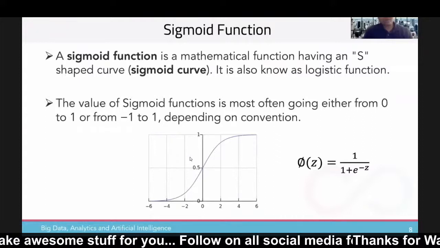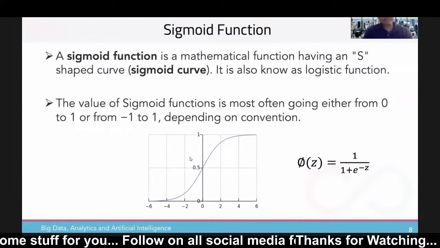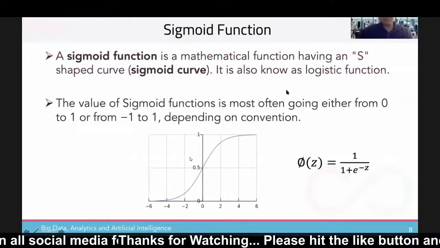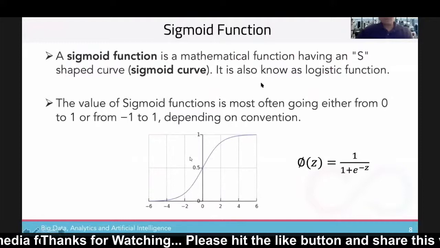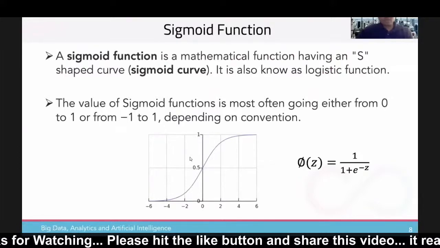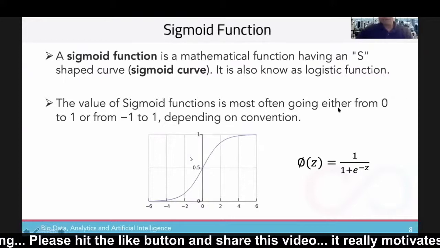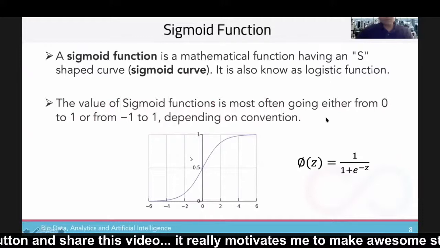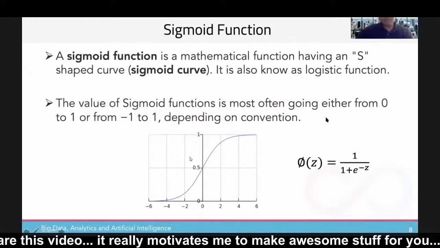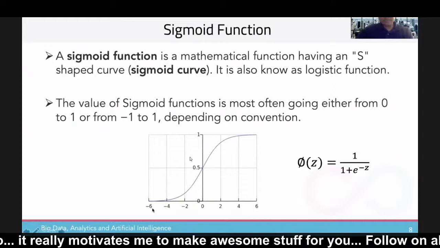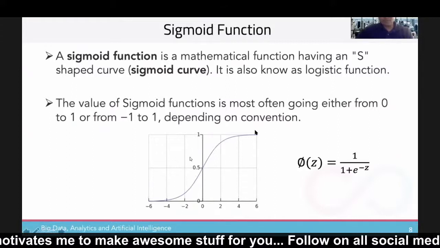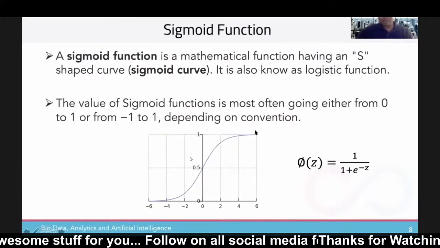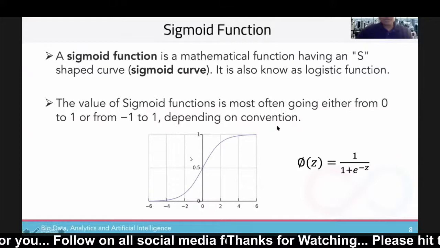learning or artificial intelligence. A sigmoid function is a mathematical function having an S-shaped curve, which is called a sigmoid curve, and it's also known as the logistic function. The value of the sigmoid function often goes either from 0 to 1 or from -1 to 1, depending on the convention used. This is an S-shaped curve going from 0 to 1, and the equation is phi(z) = 1 / (1 + e^(-z)).